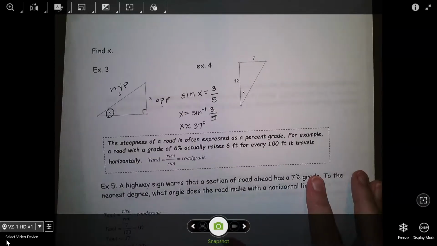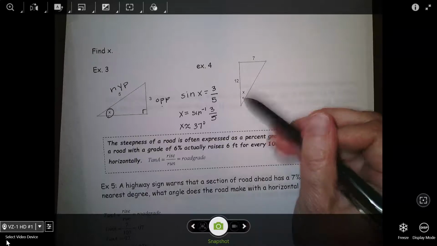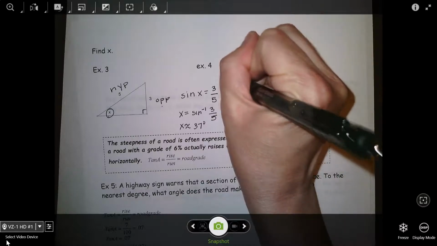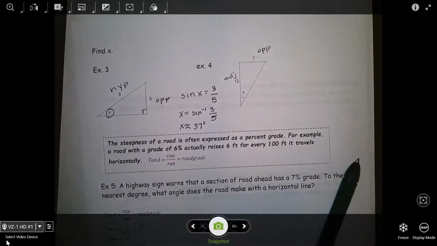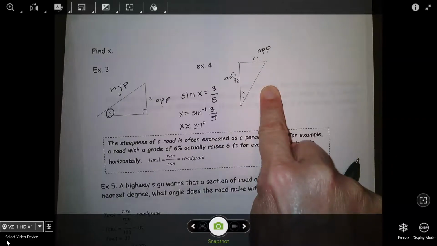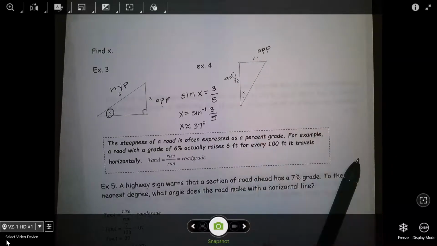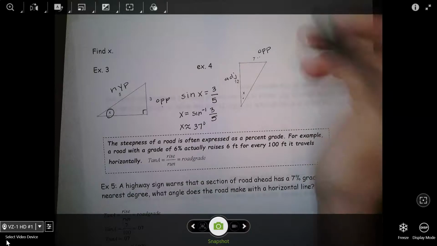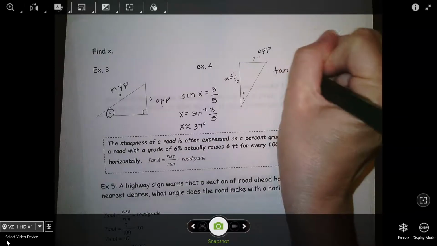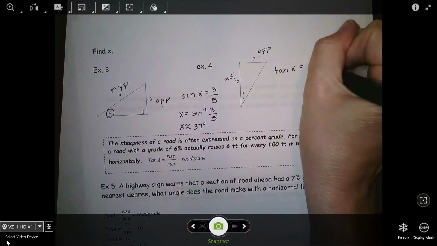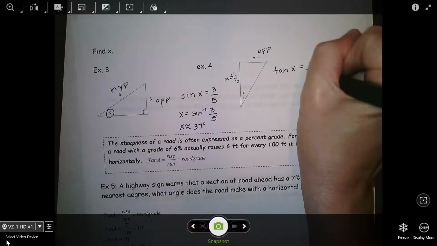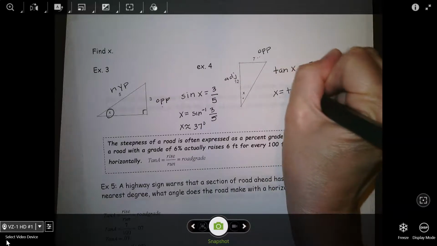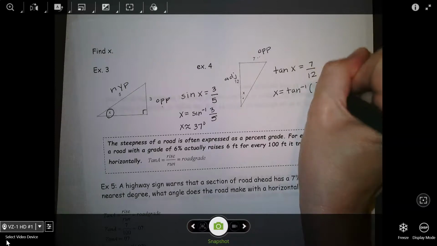Okay. Then we have one more. Here's my x. Across from this is my opposite. Next to it is my adjacent. So I have to ask myself, what do I know? Well, obviously I don't know my hypotenuse. With the hypotenuse gone, you know it has to be tangent, opposite over adjacent. Opposite adjacent is tangent. So tangent x is going to be 7 over 12. So x is going to equal the inverse tangent of 7 divided by 12.